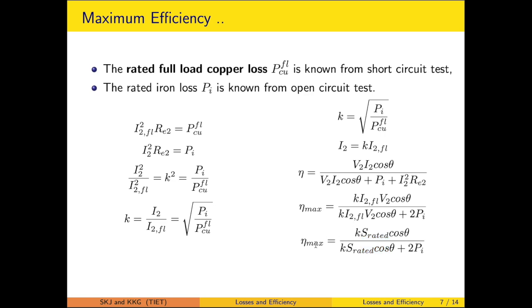So the expression of maximum efficiency will be K, which is the percentage loading level at which the maximum efficiency results, multiplied by the rated volt ampere rating into cosine theta, which is the power factor, divided by this output plus the total loss. So the maximum efficiency depends only on the power factor, because K is decided by Pi upon PCUFL and the rating is fixed. But there is no linear relationship as such, because cosine theta appears in both the numerator and the denominator terms.